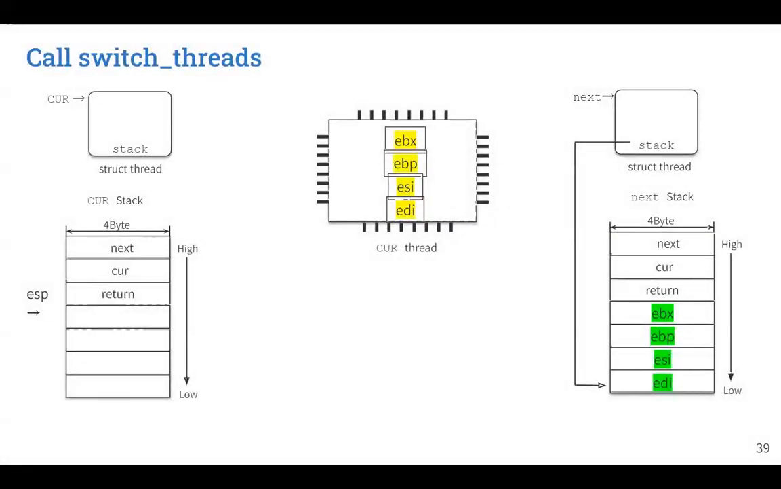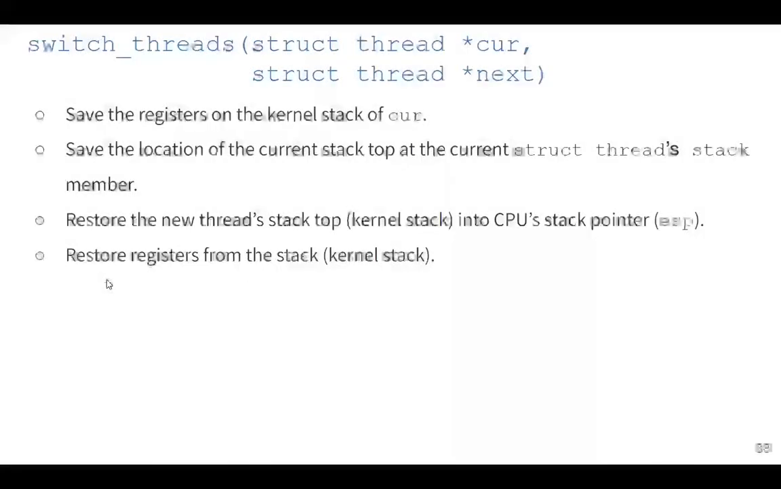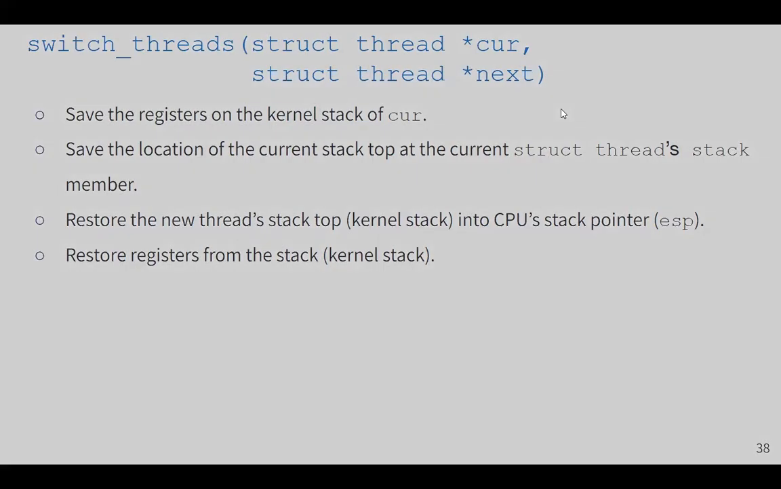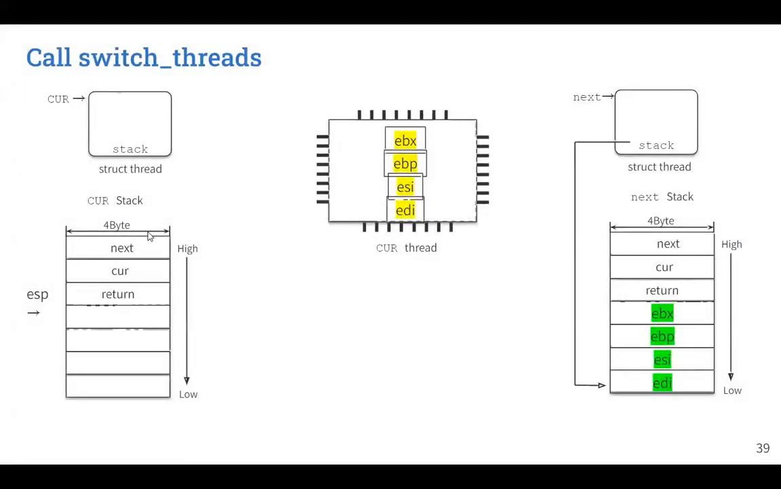When you call switch threads, the kernel stacks of the two threads should look something like this. If we have the current stack, we have the return address, and because we call switch threads with these two arguments, cur and next, by calling convention the parameters are stored here. Actually, cur and next will be the right order. The ESP points to the return address, and we have the registers storing the values for the current thread.